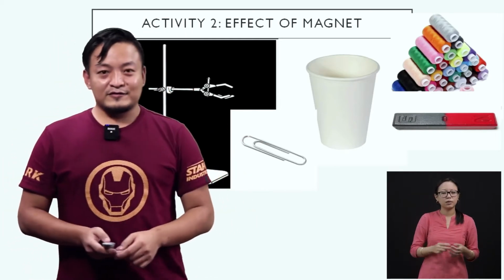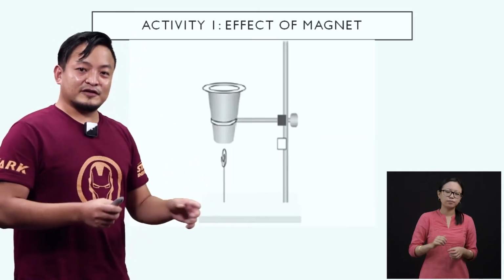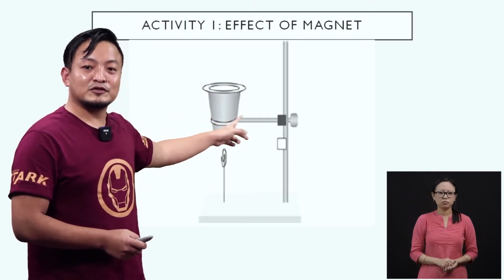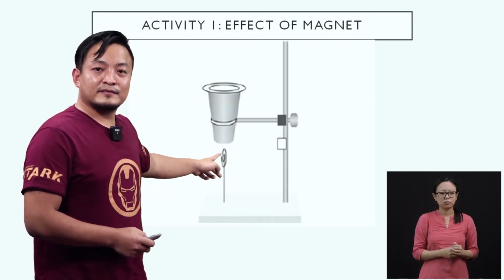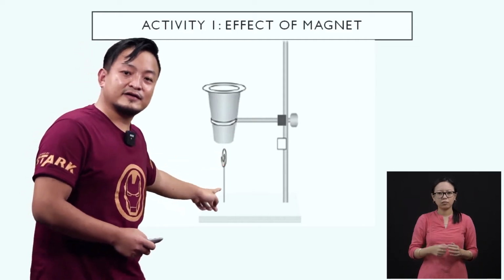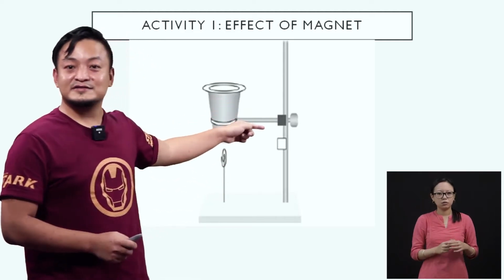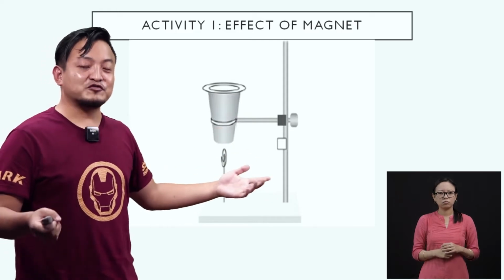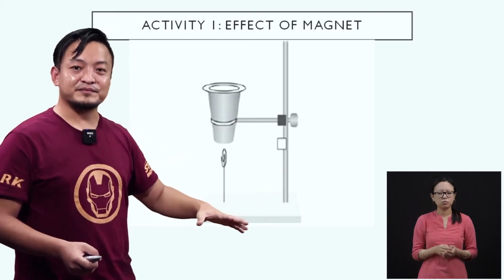Are you all excited? After we put the cup on the stand, it will look like this. This is the pin, and here is the thread. Inside this there is a magnet, but we don't see it. We have to make sure we don't let anyone else see the magnet.